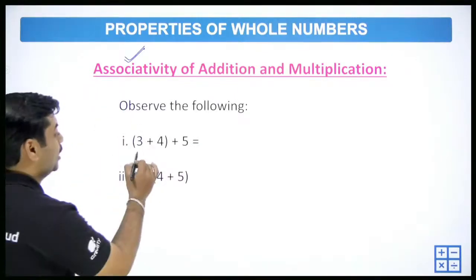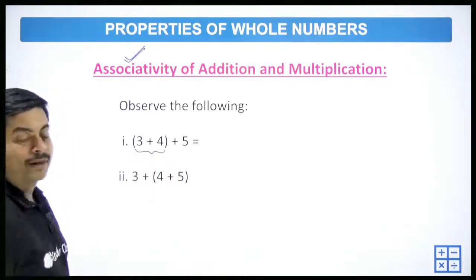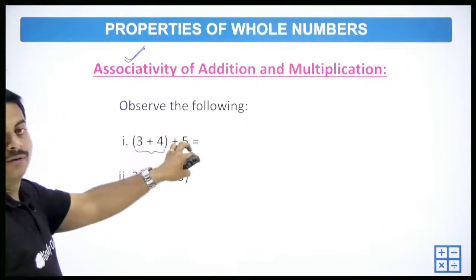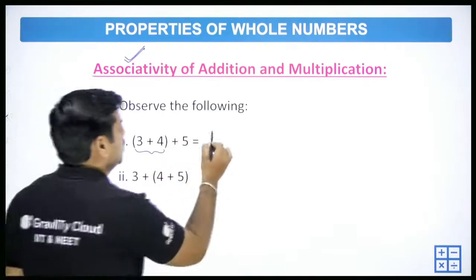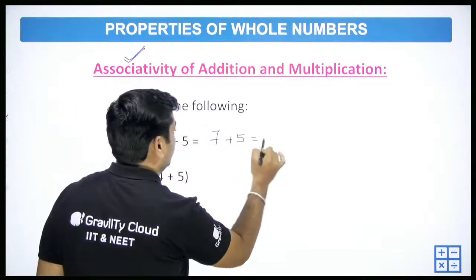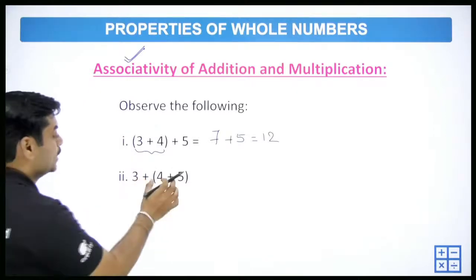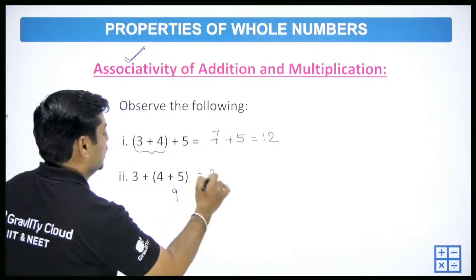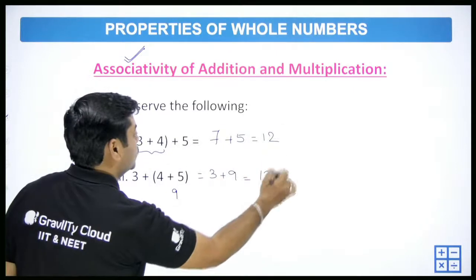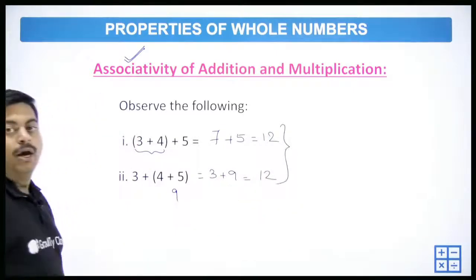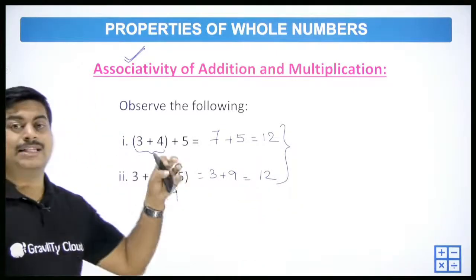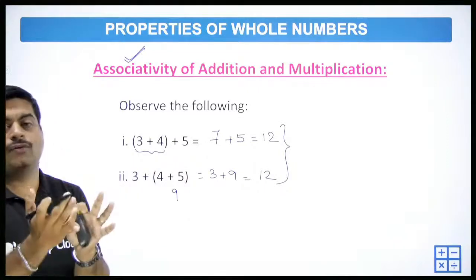We need to add 3 plus 4 first, that is 7. To the number 7, we add 5. 7 plus 5 is 12, right? What about this one? 4 plus 5 is 9. So 3 plus 9 is again 12. So if you carefully observe, both answers are the same irrespective of the pattern you follow.